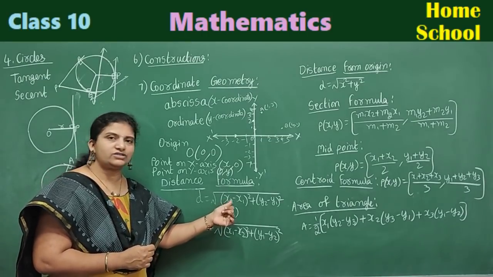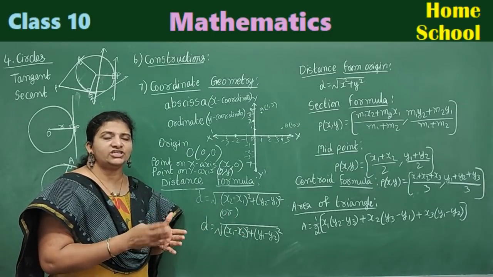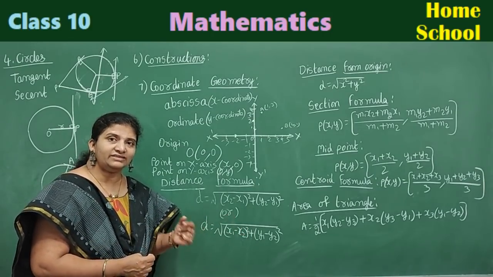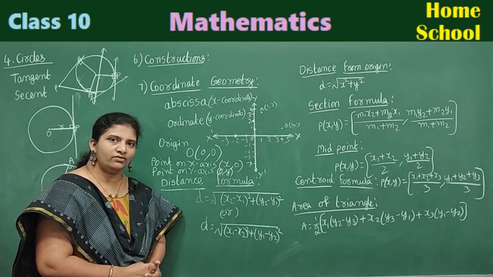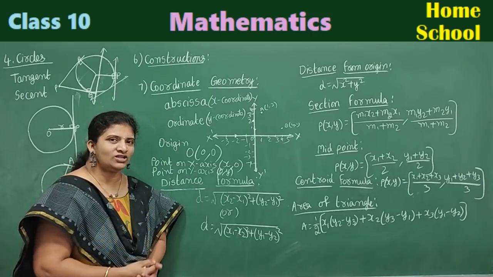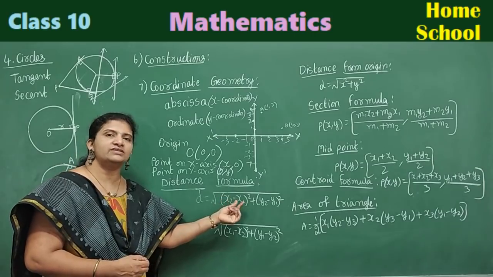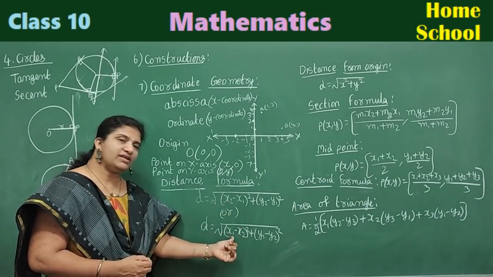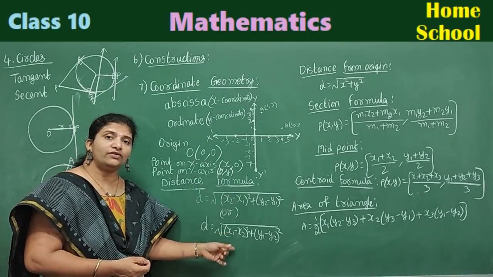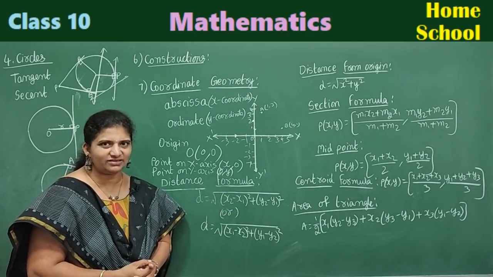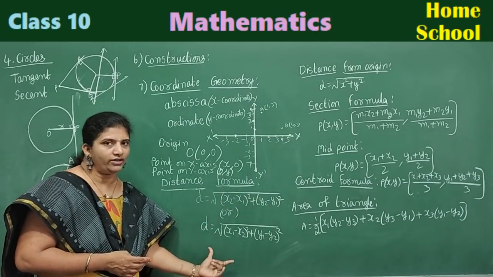Why? If you do x2 minus x1 or x1 minus x2, either one may be changed by a negative sign. That change will vanish when you do the whole square. What is 2 whole square? 4. What is minus 2 whole square? It is also 4. Suppose if you do x2 minus x1, you may get 2. If you do x1 minus x2, you may get minus 2. But if you square both, you get the same answer. Therefore, for the distance formula, you can use either this or this.